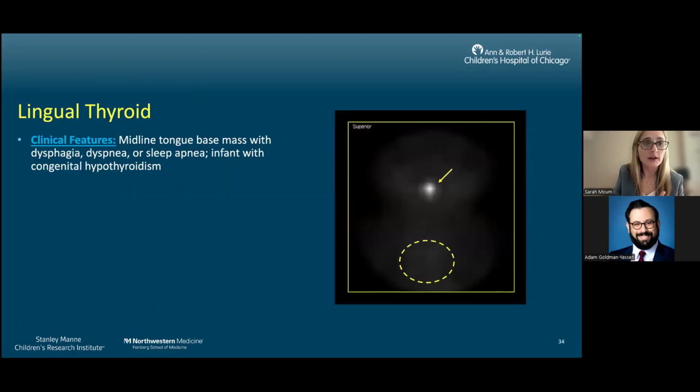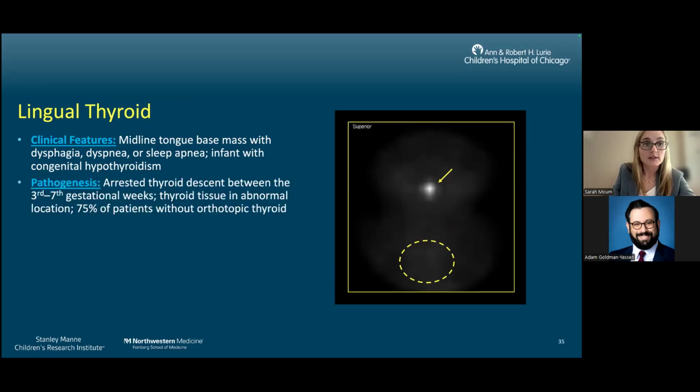Moving on to lingual thyroid. This is a midline tongue-based mass. Patients present with dysphagia, dyspnea, or sleep apnea. And infants, in particular, can present with congenital hypothyroidism, which was the case for the patient whose imaging I'm showing.